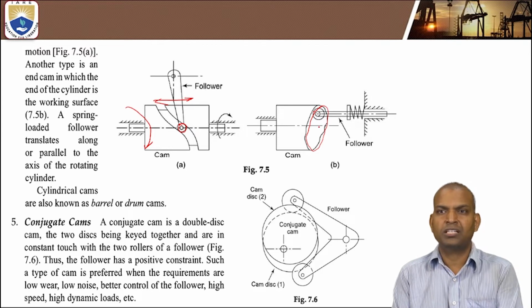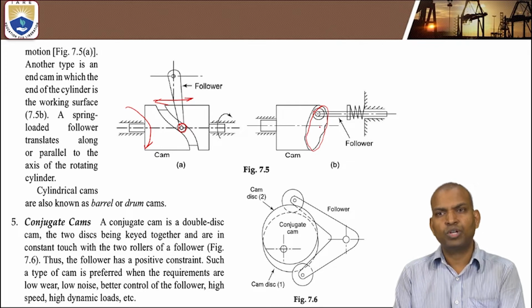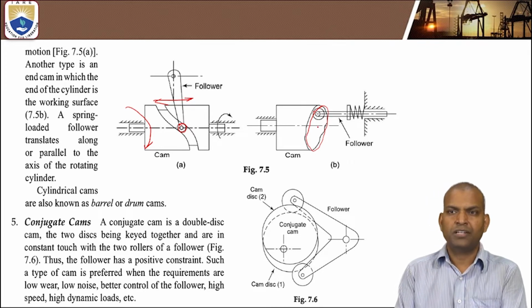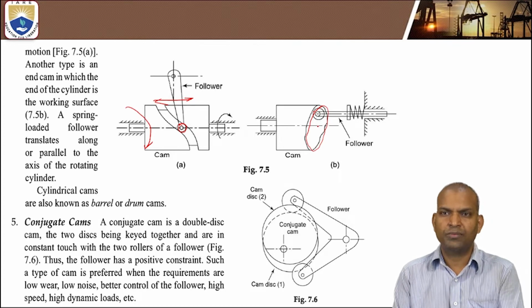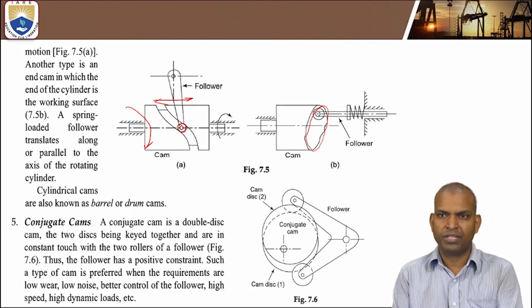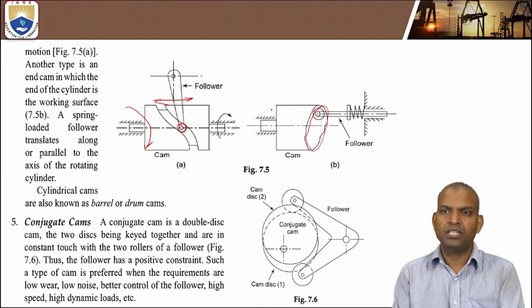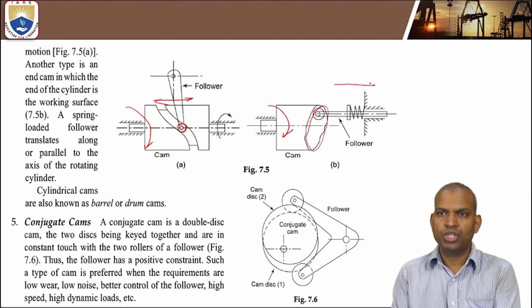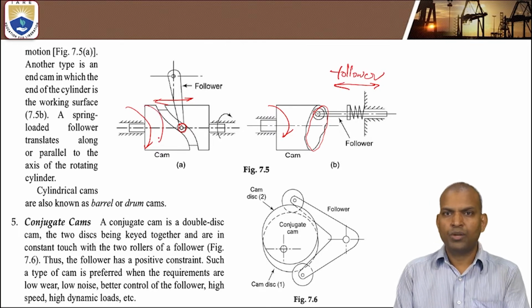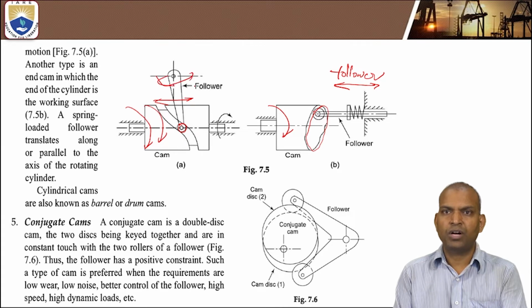By using the cylindrical shape, the rotary or reciprocating motion of the cam is converted into rotary or translatory motion of the follower. In this figure, the rotary motion of the cam is converted into reciprocating motion of the follower. Here, the rotary motion of the cam is converted into oscillatory motion.